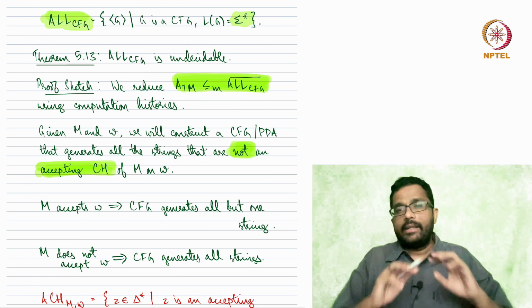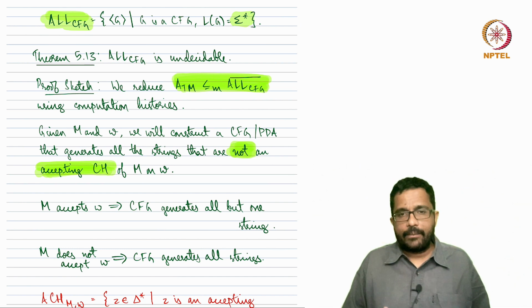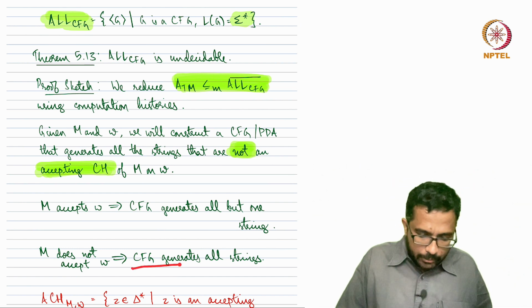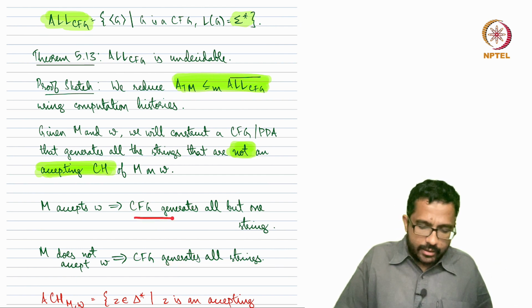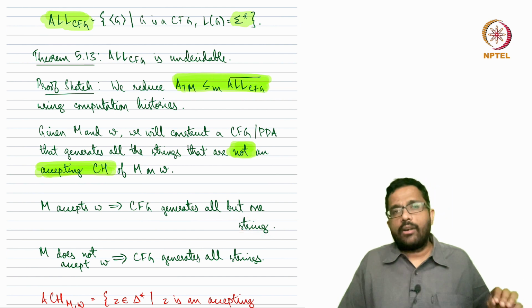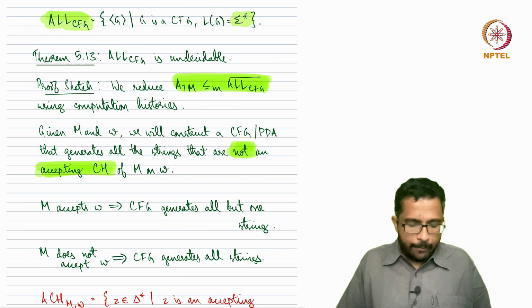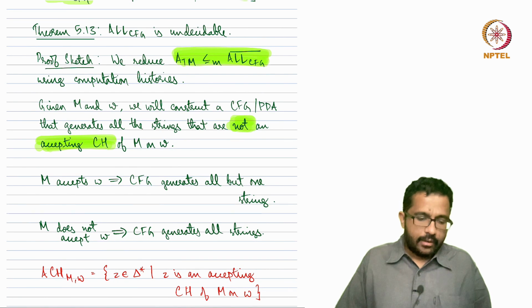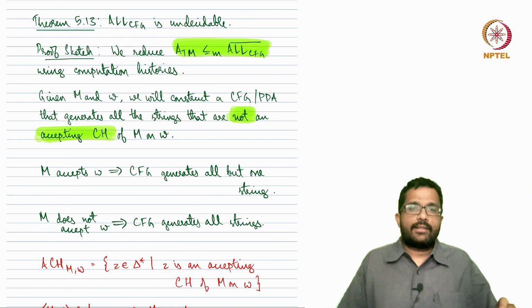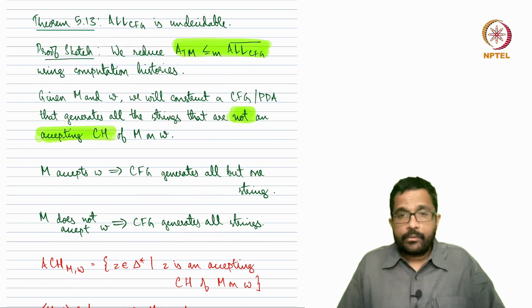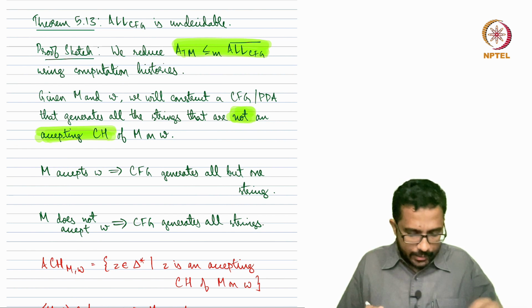By design, it is supposed to generate all strings that are not an accepting computation history. So if M does not accept W, it will generate all the strings. If M accepts W, it will generate all the strings with the exception of the accepting computation history. So when M accepts W, the grammar will not be able to generate all the strings. But when M does not accept W, the grammar is going to be able to generate all the strings.